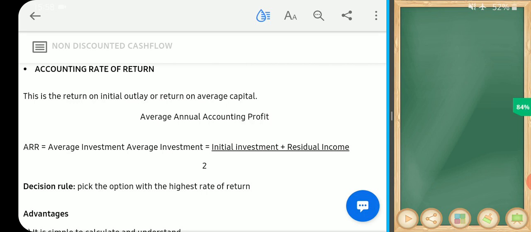Any investment that has the highest accounting rate of return is what you should pick, because when they give you your question, they will most likely give you 3 different investments or 2 different investments, telling you to use ARR. Advise your client on which of these projects should be embarked upon. So once you do your calculation on your ARR, the one with the highest is the one you will advise the client to embark upon.